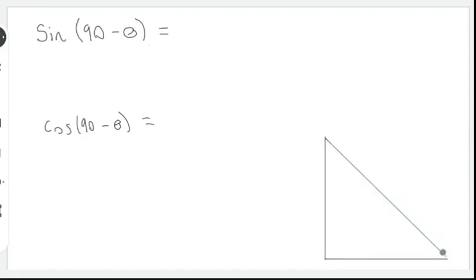And just to help you with this question, theta is over here. I've got a right angle. So how does 90 minus theta fit in this triangle? How might we be able to extend to determine what sine of 90 minus theta is?